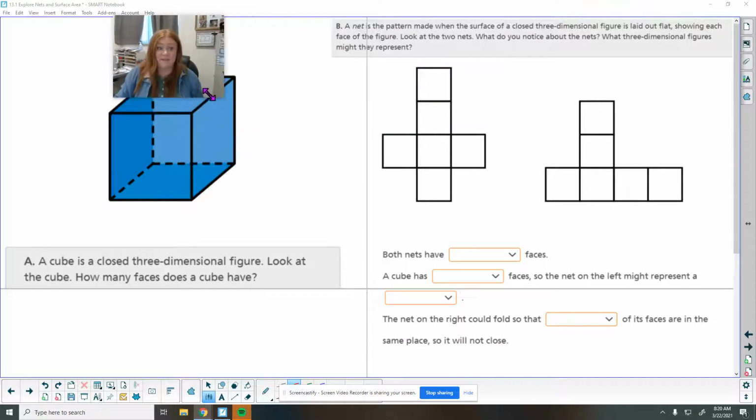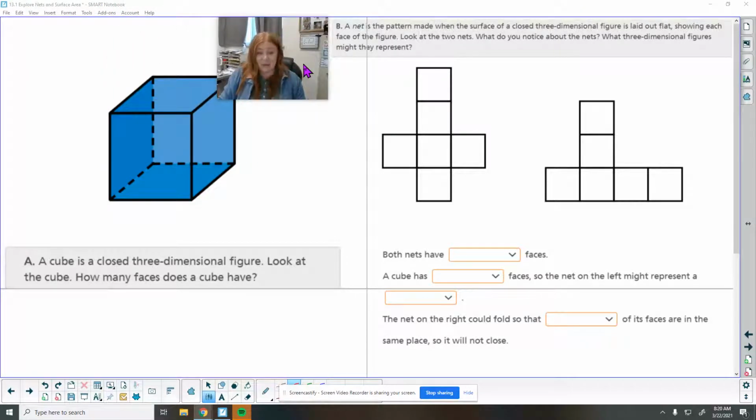So I know that was a lot of information, but we want to know that to help us with all these problems. So we're going to start here on number 1 with a cube. Okay, so we've got our cube. And a cube is a closed 3D figure. Closed means it folds up and every surface is closed up. Open would be like that. Okay. So look at the cube. How many faces, or sides, since a face is a side, does the cube have? Think of a dice or a box. How many sides does it have?